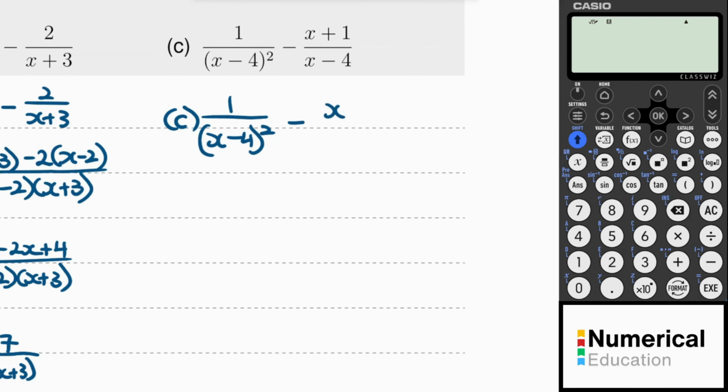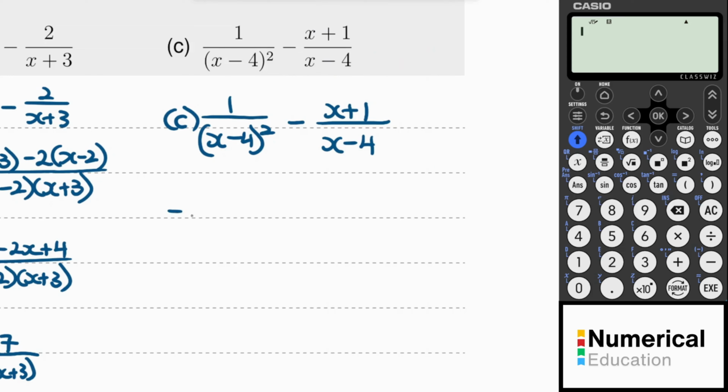And we're subtracting that with an x plus 1, x minus 4. Okay, so this is kind of like a similar question to part B where we had an algebraic denominator. And it's okay because in this particular question, it looks like both denominators are x minus 4. It's just that we have an x minus 4 squared.